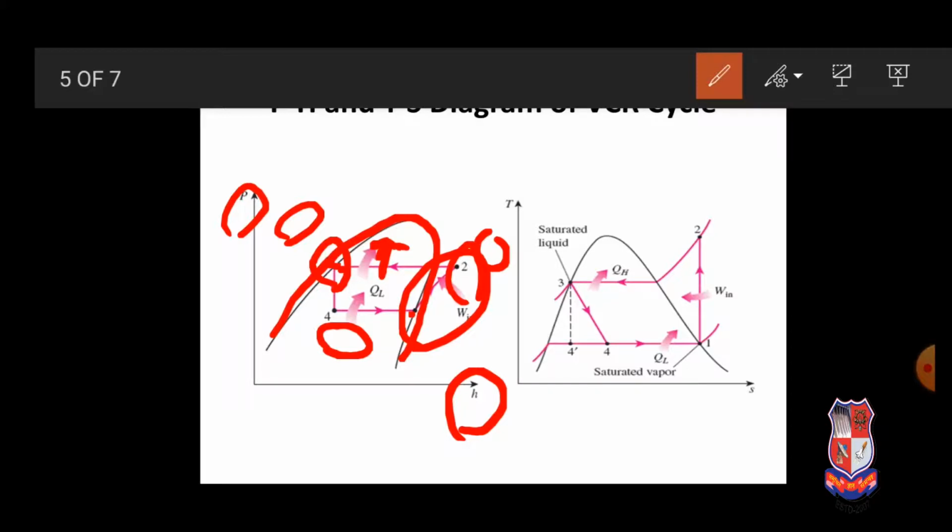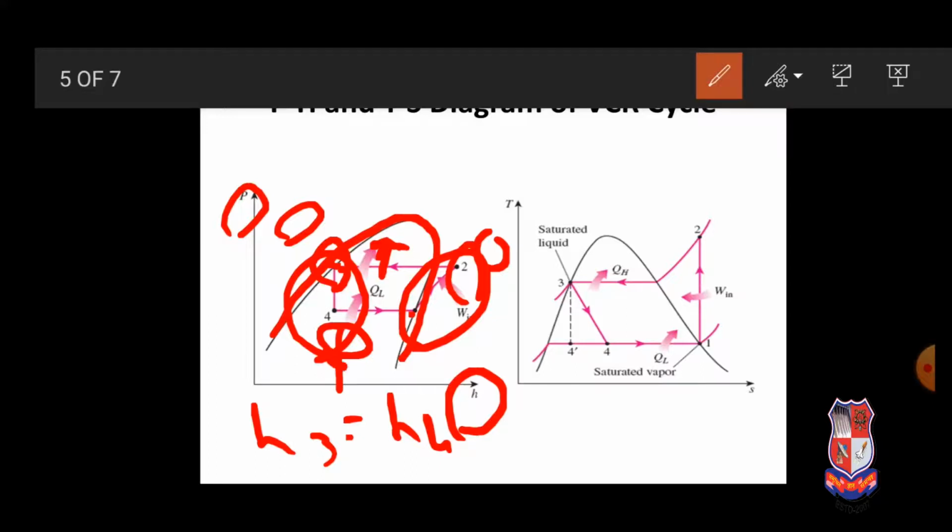At that time pressure is constant and enthalpy is decreasing. Now we are going to discuss the 3 to 4 process. 3 to 4 is an irreversible adiabatic process, or we can say an expansion process or throttling process. During the throttling process enthalpy remains constant, so you can see that H3 is equal to H4, and during this process pressure is reduced from P3 to P4.